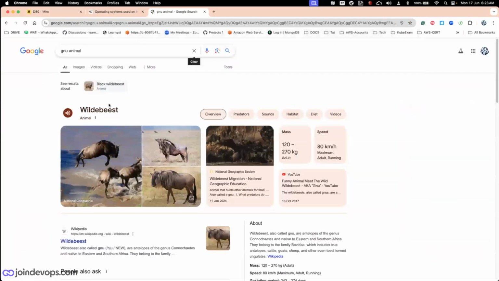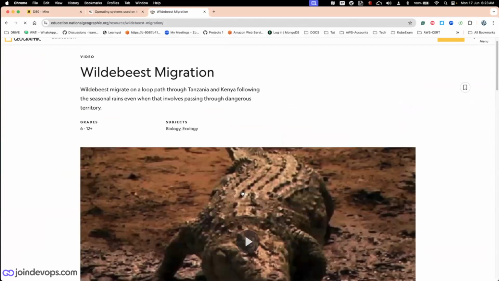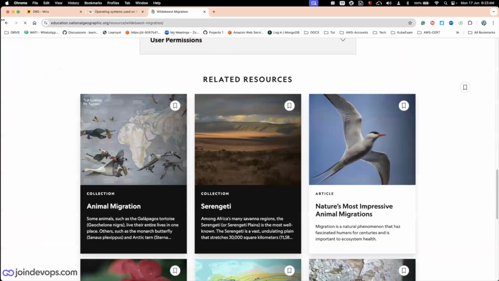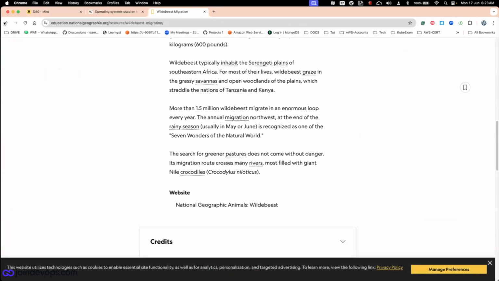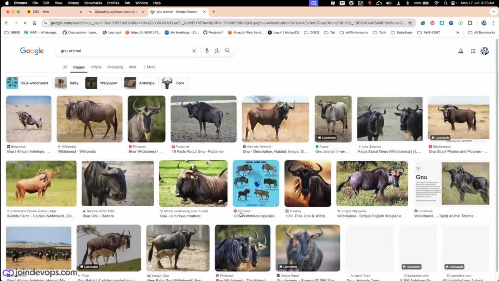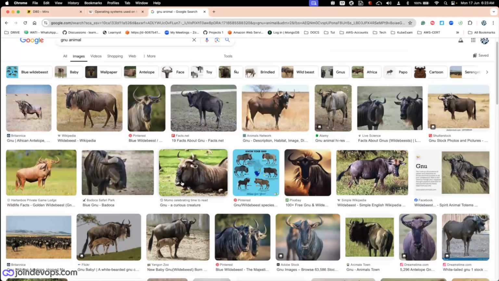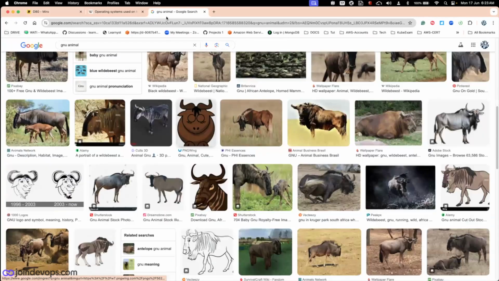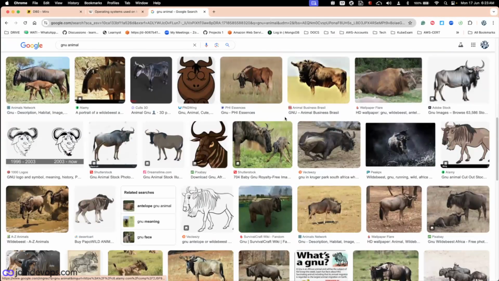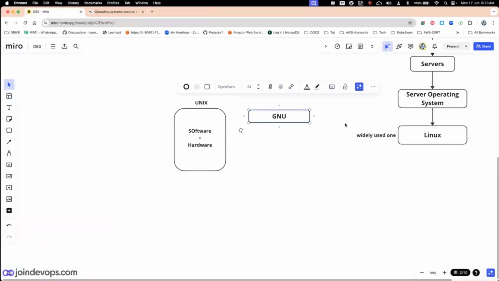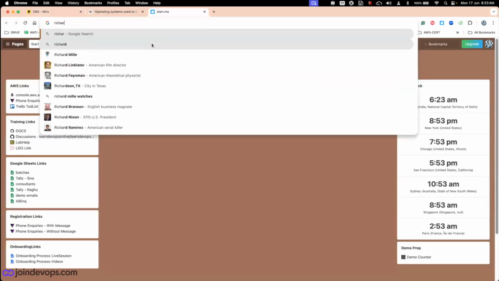So GNU is an animal. These guys just go in groups only. They live in communities, and the movement was inspired by that. GNU stands for "GNU's Not Unix," and it was started by Richard Stallman.